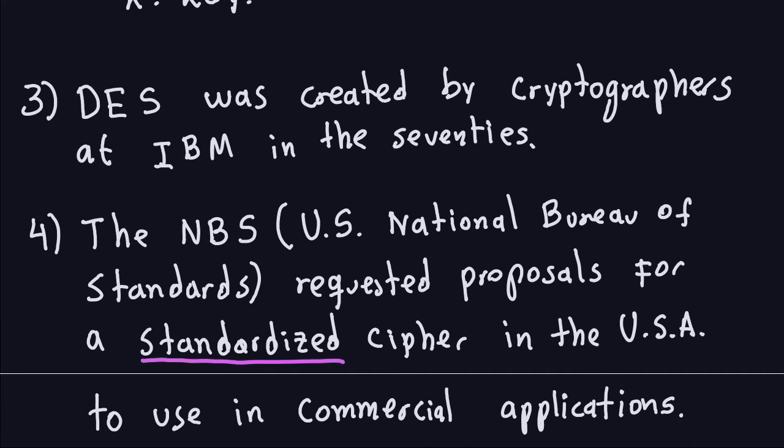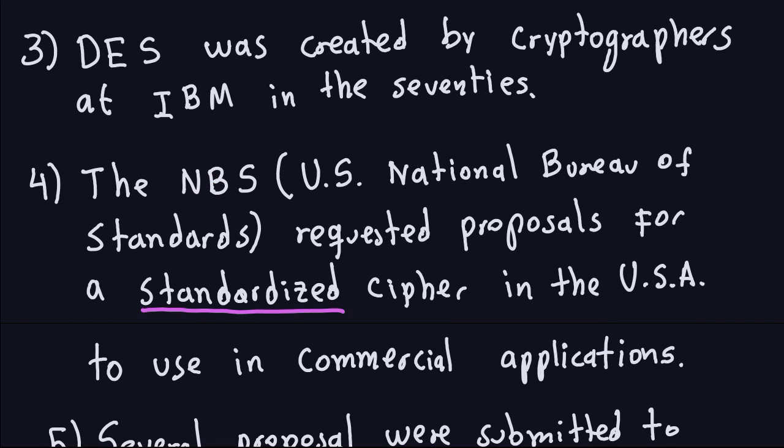Now what happens here in history is the NBS, which is the US National Bureau of Standards, requested proposals for a standardized cipher in the US. So basically they made a request to all companies in the US or people who were interested in making ciphers, and they collected all the ciphers that were submitted, and then decided which one they wanted to standardize. The reason they wanted to standardize is because there was a need for encryption in commercial applications, for example, in banking. Now, several people or companies submitted proposals to the NBS, which is now called something different. It's not called the NBS anymore.